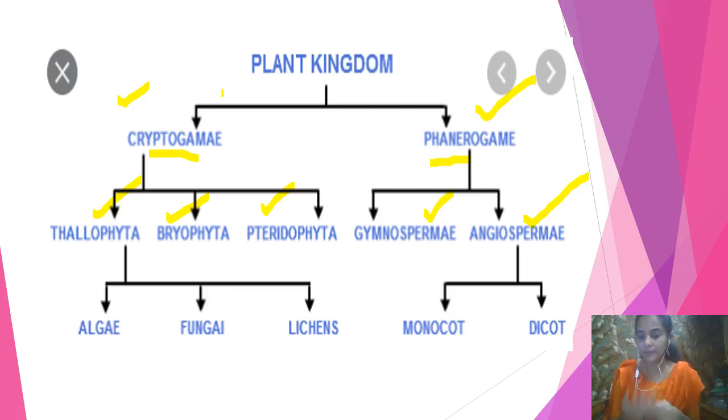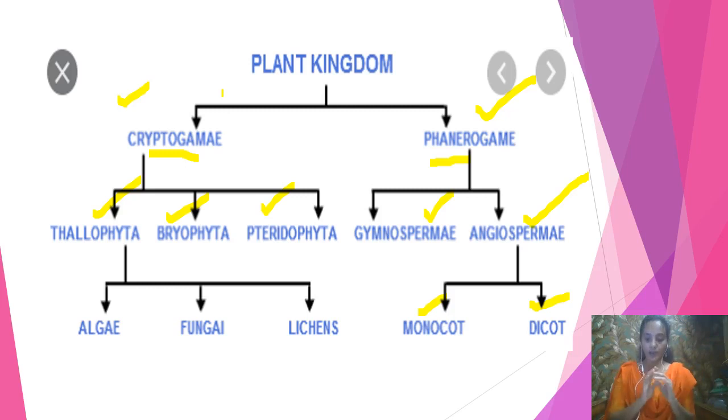Okay, and depending upon the number of cotyledons, these angiosperms are divided into two. If they are having a single cotyledon, you will call it a monocot, and if they are having two cotyledons, you will call it a dicot. So depending upon the seed leaves, what are cotyledons? They are the seed leaves. So depending upon the number of cotyledons, they are divided into monocot and dicot.